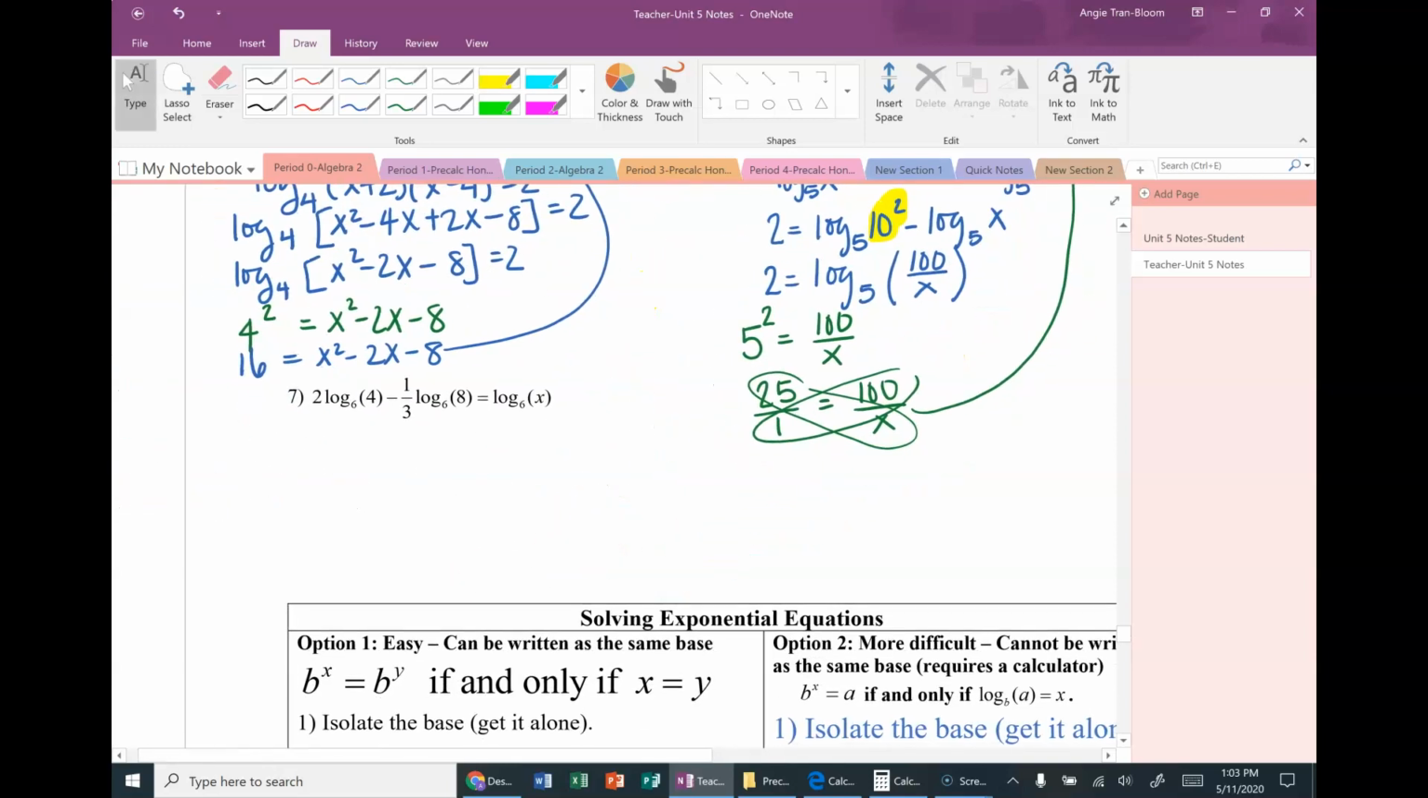Example 7, very similar. Looks like you have log everywhere. So technically you can drop it? No, no, no, no, no. Don't do that, okay? You have to condense it. You may only drop it if you have 1 log on the right and 1 log on the left. So first thing, you have a coefficient of 2 in the front. Rewrite it as log base 6 of 4. Makes the 2 coefficient a power.